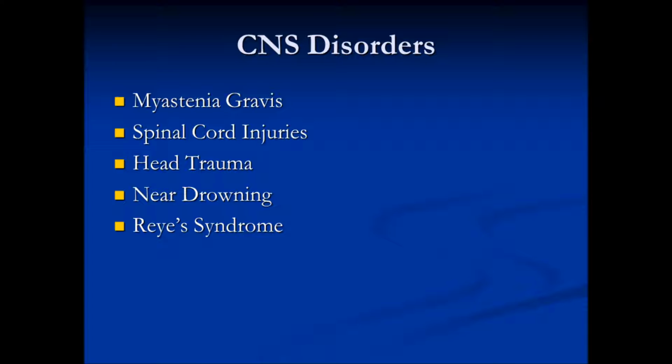Okay, Reye syndrome is a toxic encephalopathy, so a disease process that affects the brain. And it affects children from 2 months to adolescence, but is most common in children ages 6 to 11 years old. It's unknown why Reye syndrome occurs, but most of the patients who end up with Reye's syndrome report that they had some type of viral illness prior to the signs and symptoms.